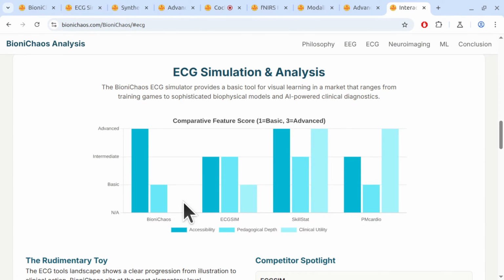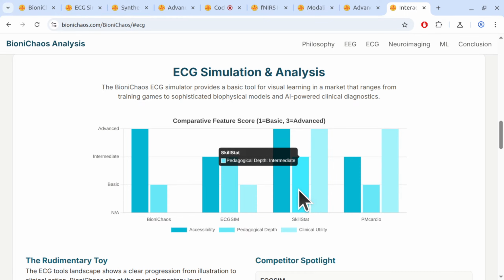And only basic for pedagogical depth, so maybe not the deepest teaching tool either, which really contrasts with, say, SkillStat. That one's also got advanced accessibility, but crucially, it hits advanced for clinical utility too. It's used for actual training, right? Precisely. It's designed for that real-world scenario training.